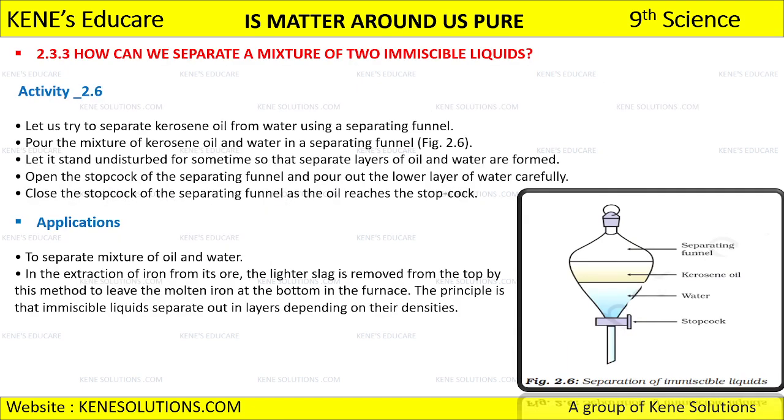After this, we discussed how we can separate a mixture of two immiscible liquids. Here we have the example of kerosene oil and water, right? They both are immiscible liquids, they don't get mixed with each other. So in that case, what we can do, while we have these immiscible liquids, is always use a separating funnel.